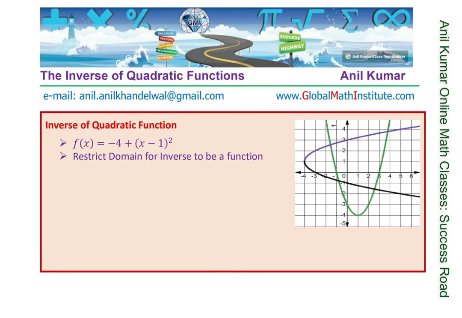Okay. Now let's look at the next part. We have already seen the restriction part. So next, let us see how we find the inverse algebraically. Last time we graphed the inverse directly. Now we will find the inverse algebraically. So of course, we have to swap x and y and then isolate y. That is the first step, swap x and y.